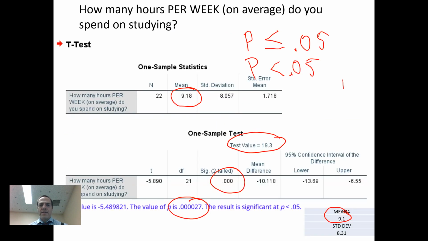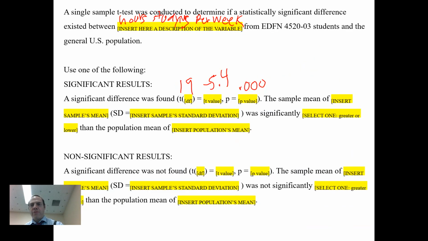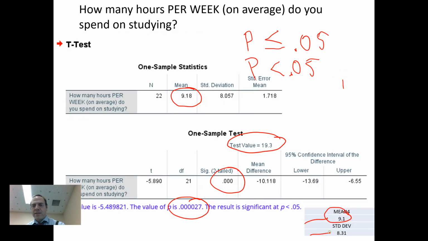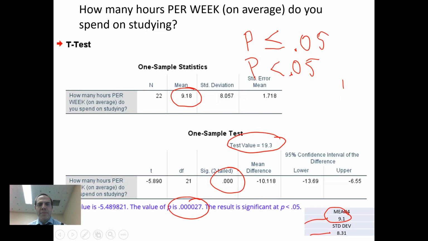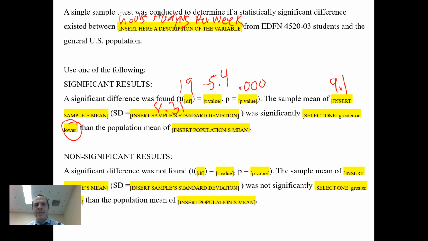Sample mean, 9.1. Standard deviation, 8.31. Was this greater or lower? Lower. And then population mean is this, 19.3. All right, that's how you report it. Any questions?